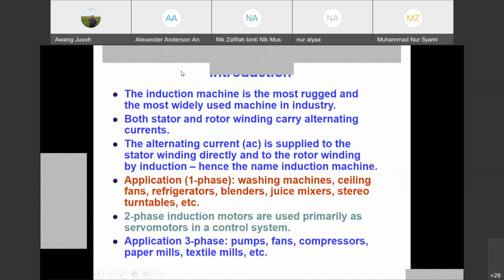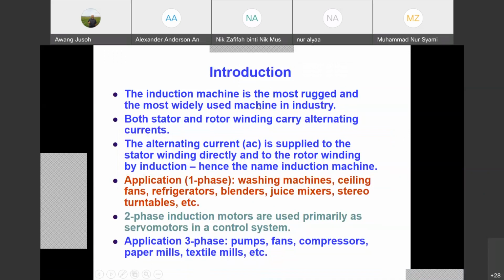As we know, the induction machine is the most rugged and the most widely used machine in industry. When we talk about the most widely used, the one that we use regularly in industry, it is the induction motor. If you go to industry, most of the time they use this motor to run the application. There are many applications that use the induction motor.